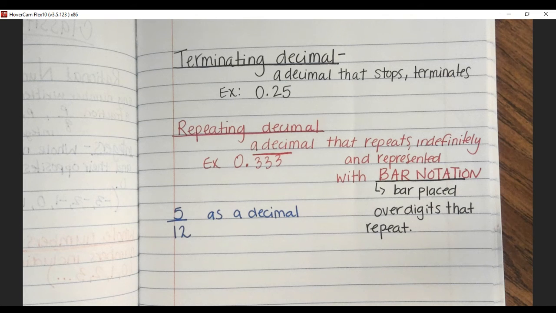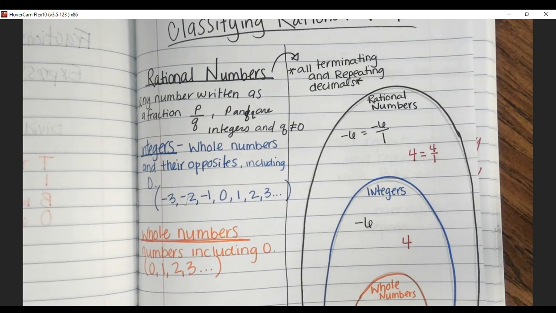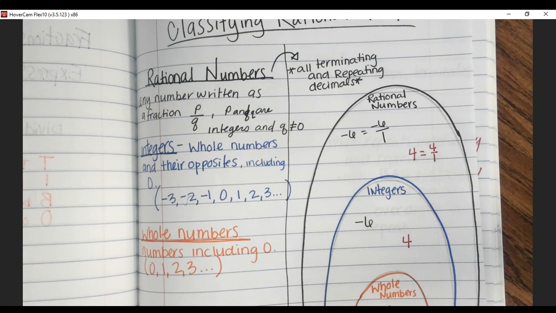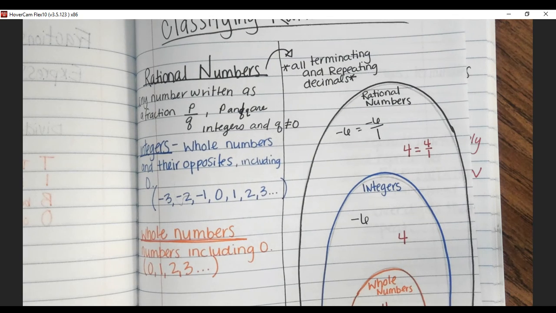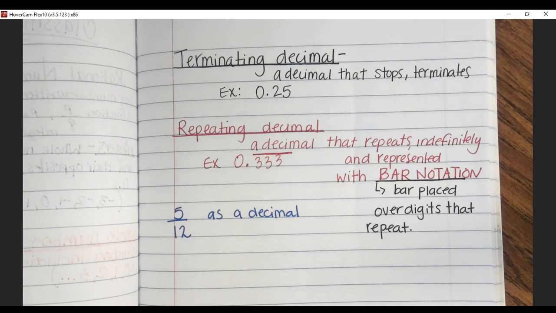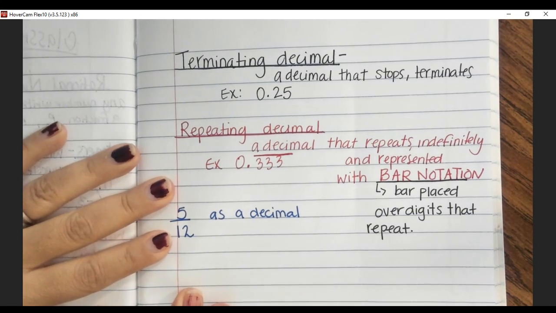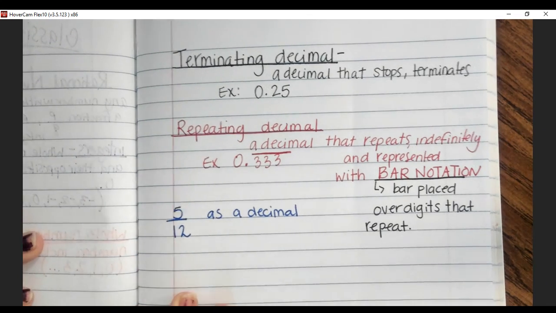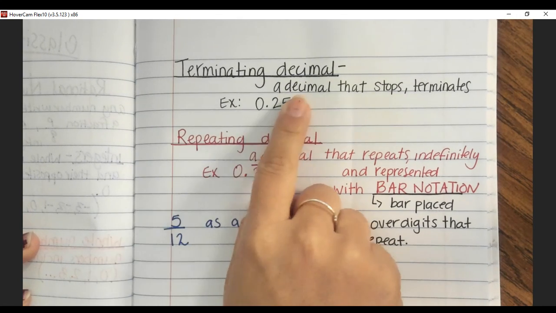So we did rational numbers, and you did an activity where you had to put numbers based on their characteristics and put them in the Venn diagram. And then you had to answer some true and false questions. So we're going to move on and we're going to continue this lesson by looking at terminating decimals and repeating decimals. So terminating and repeating decimals are rational numbers.